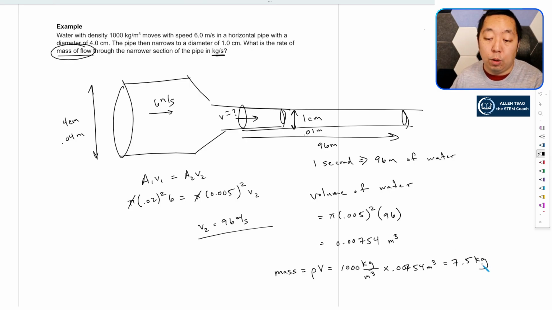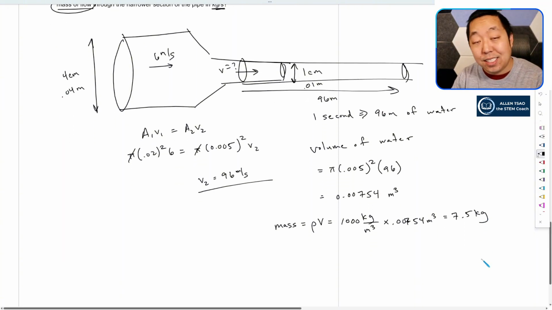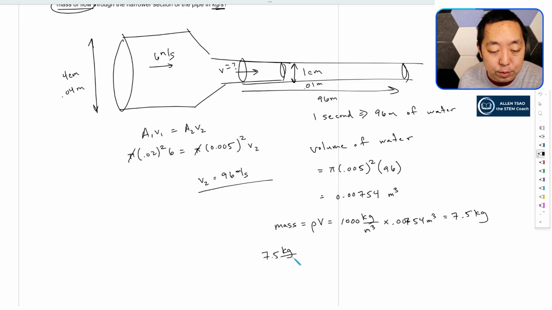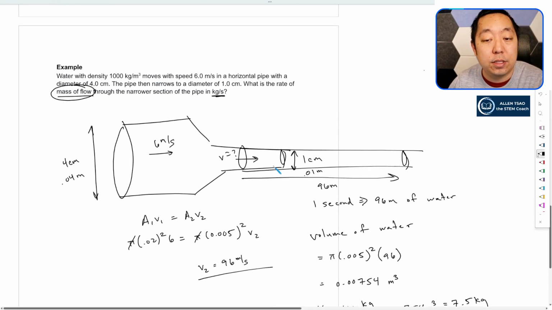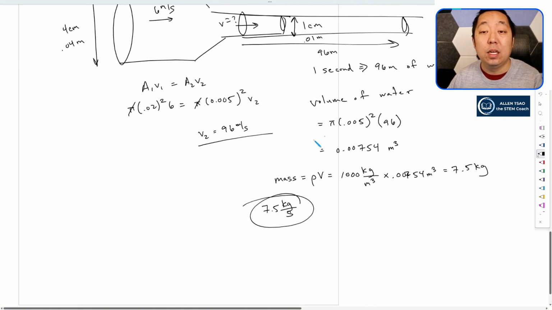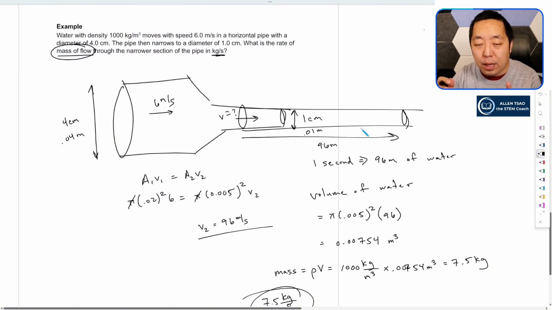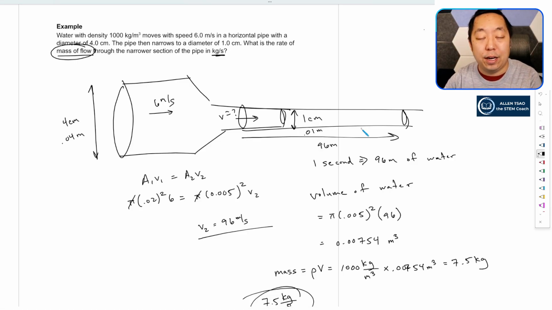Okay, so what does that mean? In 1 second, 7.5 kilograms came out, so that means 7.5 kilograms per second is how much mass of water came out, right? Now, it didn't really come out of the pipe, but we're looking at it passing through. So imagine that it passed through that area. That's the same as coming out. It doesn't really matter if it's open or closed. Mathematically, it's how much passed through that area.